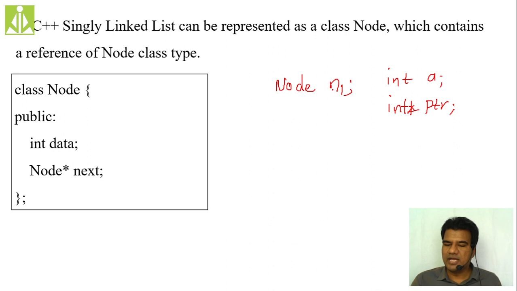Similar to that, n1 you have. N1's type is node. If you want to store the address of this n1, what do you need? You need a head pointer. Head pointer of type what? Node star. Here you can correlate the stuff. Integer variable to store the address, we need an integer pointer. Node variable to store the address, we need a node pointer. That's it. Very simple concept.